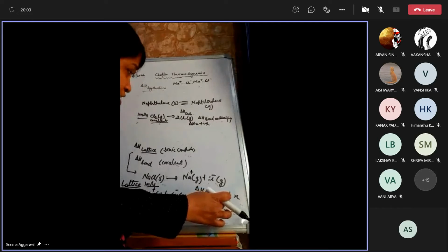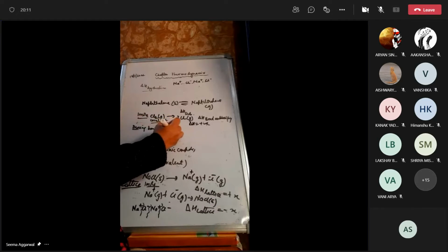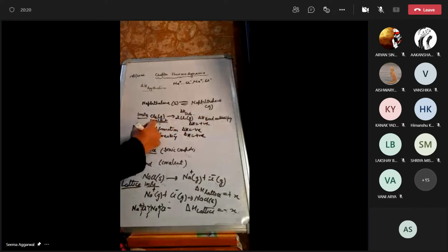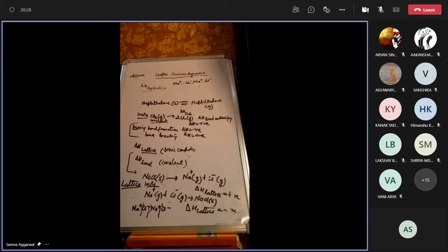And during bond formation, this is very basic. During bond formation, energy is released, and during bond breaking, energy is absorbed. Is the point clear? Yes, ma'am. Okay. So bond enthalpy means when 1 mole of a covalent compound is broken into its constituent atoms. That is called bond enthalpy.